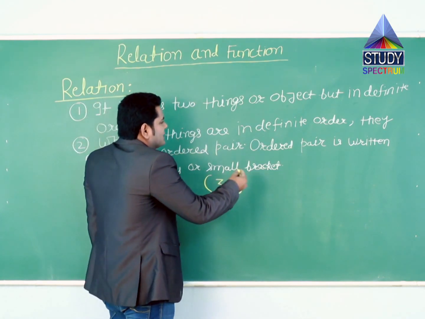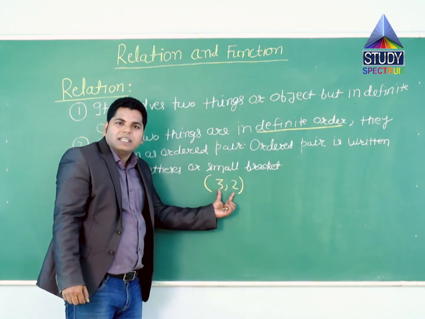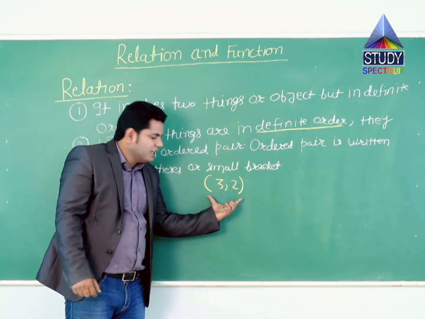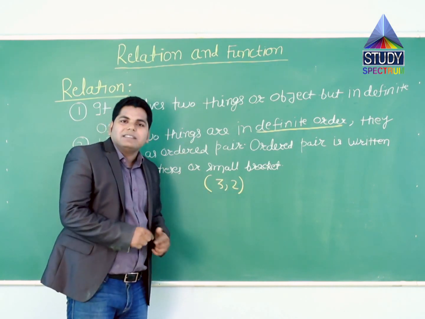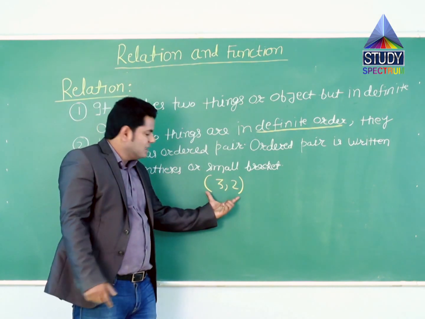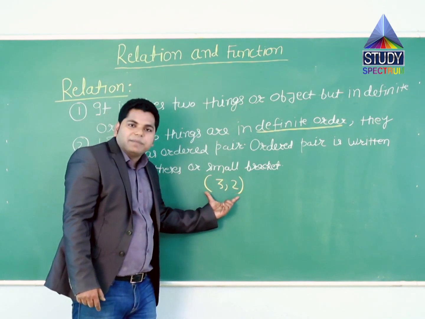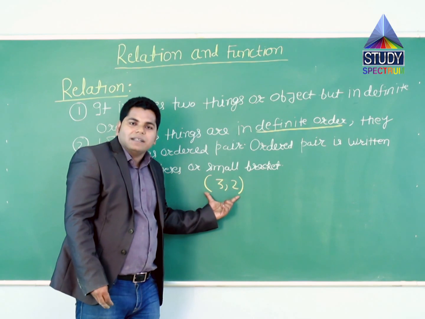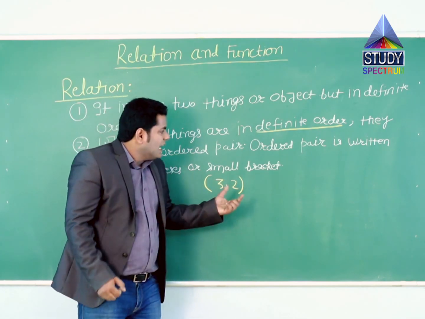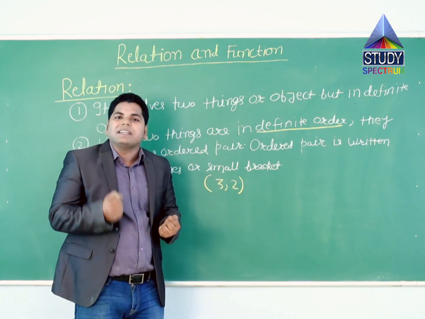And we have already discussed why in definite order, because if you change the order, you will get a different point. If you consider this as a point, because the position of a point in two dimension geometry is an ordered pair, and the ordered pair is kept in parentheses or small brackets, when you change the order, you will get a different point. It means while you are writing an ordered pair, you have to maintain a certain order.